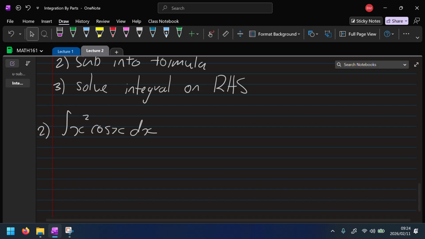We need to choose u and dv. U is something that gets simpler when we differentiate. dv is something that we can integrate. Between those two, we can make a pick on what it's going to be. Now here we need to decide between x squared and cos x. One of these is going to get simpler when we differentiate, and then the other part we're going to call dv. So between these two, which one is going to be u? X squared. Good.